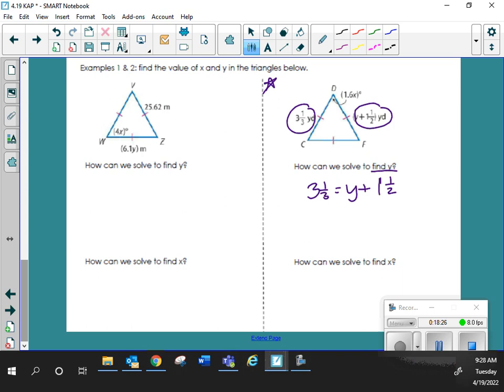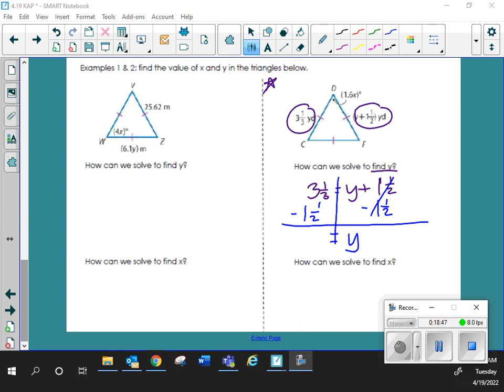Okay, to get y by itself, I need to subtract 1 1/2 from both sides. Class, can I subtract them as they are? No. Of course not. That would be easy. We like easy. Okay, ready, set, go. Do some math. All right, what's that common denominator? 6. So it's 3 and 2, 6, and then 1 and 3, 6.